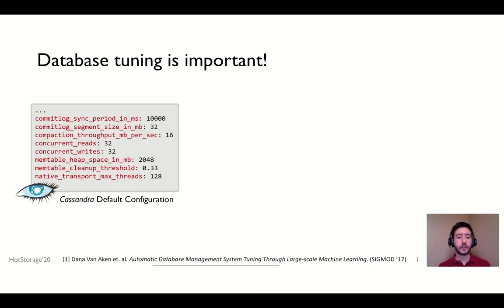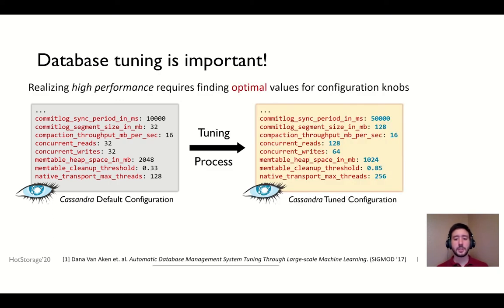Database systems are usually shipped with a default configuration, and you can see here part of the configuration file for Cassandra, and as you can see, it consists of a set of knobs and some predefined values for each of these knobs. Now, the tuning process is basically the process where we try to identify the optimal set of values for these knobs, such that we can achieve high performance.